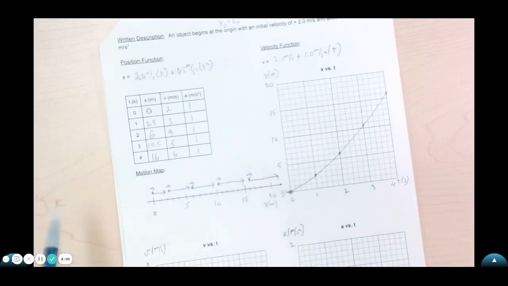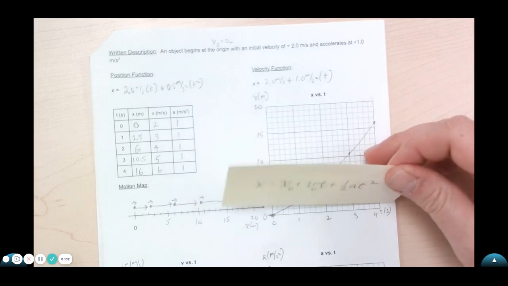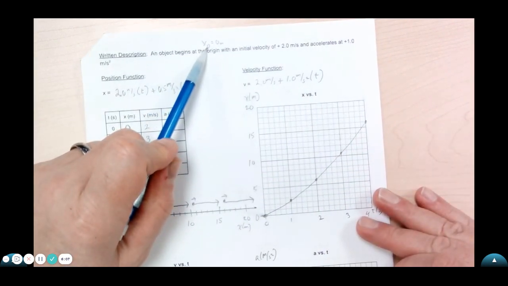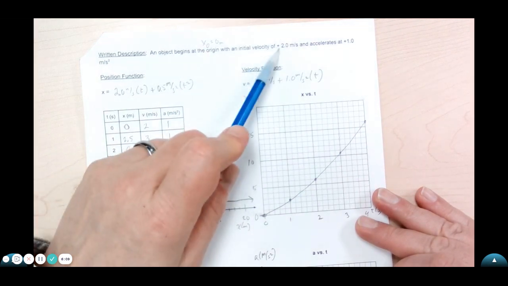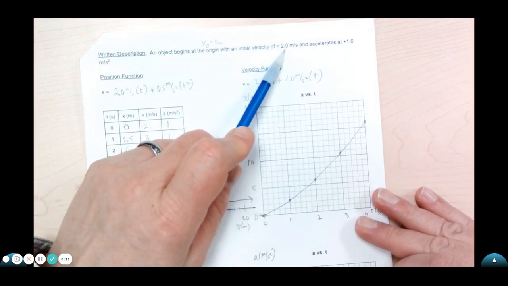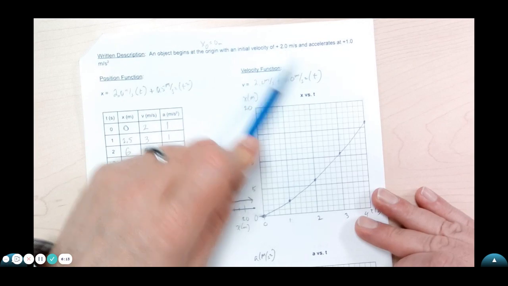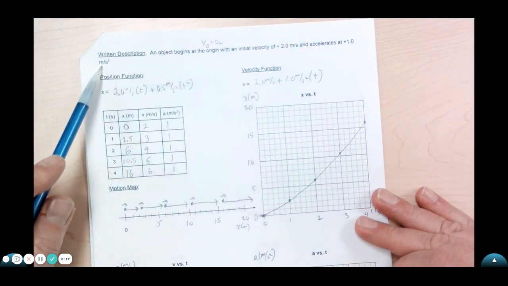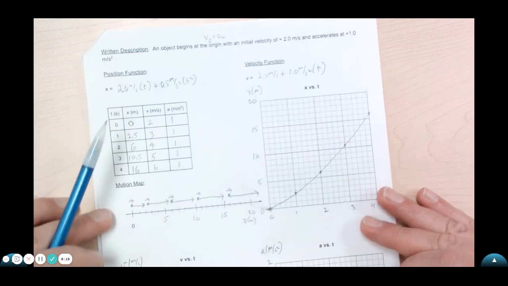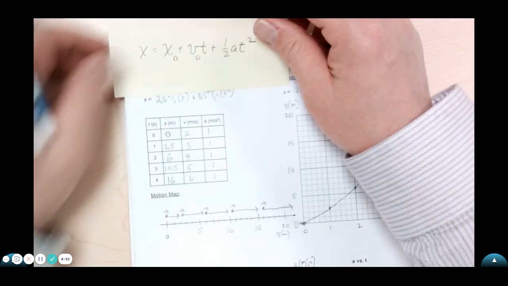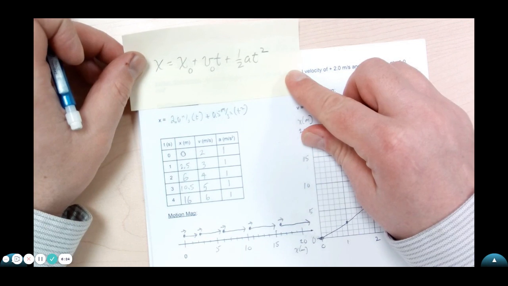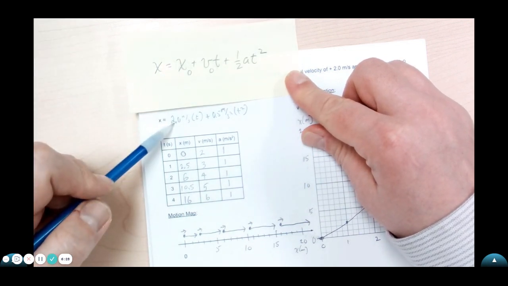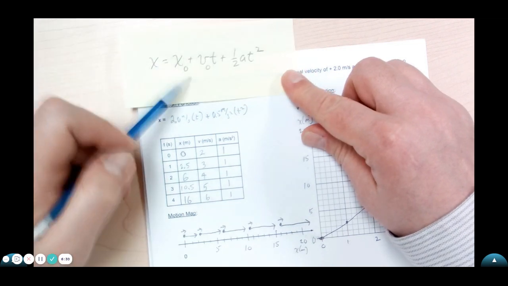Third one. So this object begins at the origin, implied that x naught equals 0, but is moving initially to the right at 2 meters per second and accelerates to the right at 1 meter per second squared. So how does this pan out in the position function? Initial position, I'm sorry, initial position was 0.